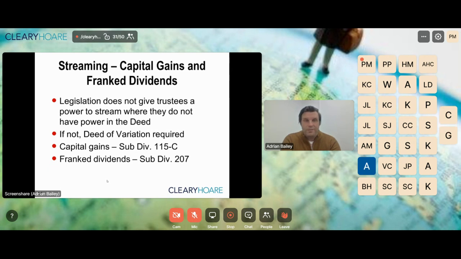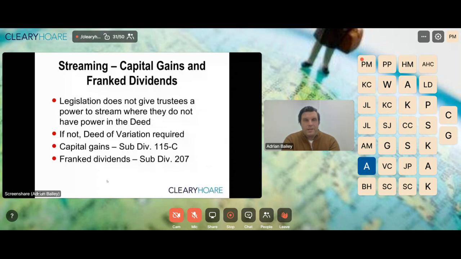So with that, the first thing to remember is that the legislation doesn't give trustees a power to stream. So we still need a power within the trust deed for the trustee to stream income and stream different types of income. So the sorts of powers we would want to be looking for are powers to differently categorise income, put them in different accounts, deal with income separately. If we don't have those powers, then we can't stream. And you will find with some of the older deeds, the powers aren't in there. So we do need to review the deeds to make sure that we've got the power to do the things that we want if we have a trust that is dealing in capital gains or franked dividends. So in that situation, we would need to vary the deed to bring in these extra powers.